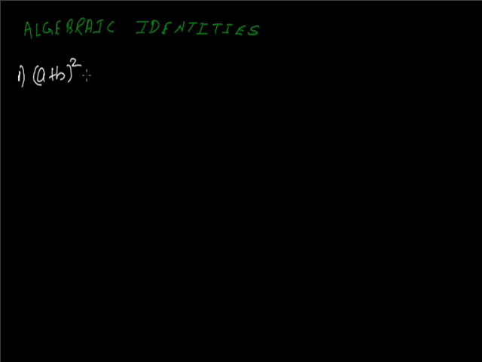Next topic is algebraic identities. In the previous class we learned many identities. I will revise all these identities again. First, very simple: a plus b whole square is equal to a square plus b square plus 2ab.